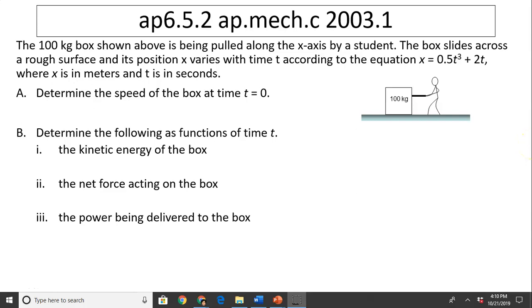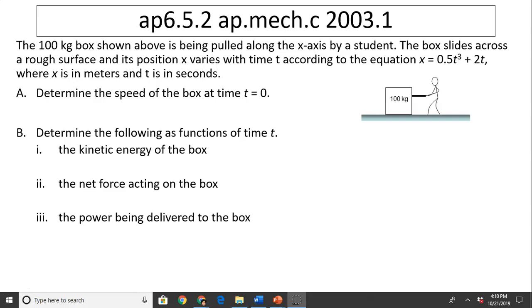This is AP Physics Mechanics C. This chapter is chapter 6, which talks about work and the kinetic energy relationship. So here is an example from 2003 AP exam number 1 in Mechanics C.